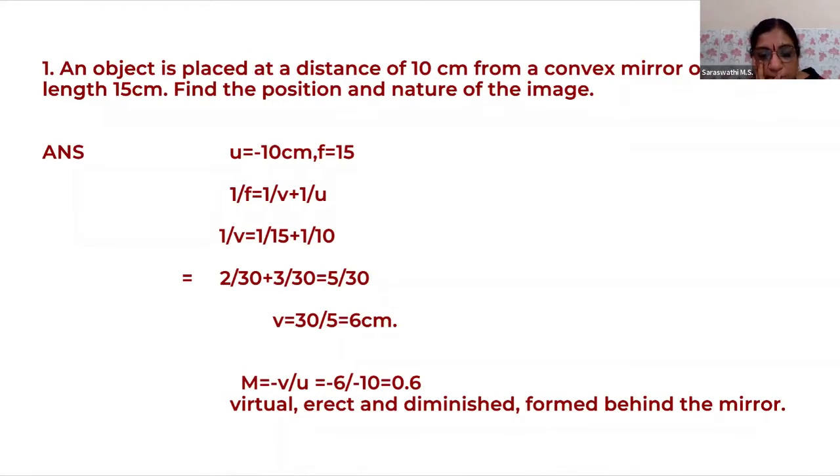What do you infer? Real and inverted image. Minus sign signifies real, so always inverted. Treat the sign separately and the value separately. Don't think, read it together. If it is minus 1, what does the minus sign imply? Real inverted image. And 1 means image size and object size are the same.